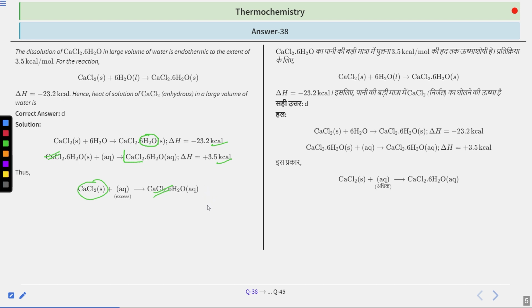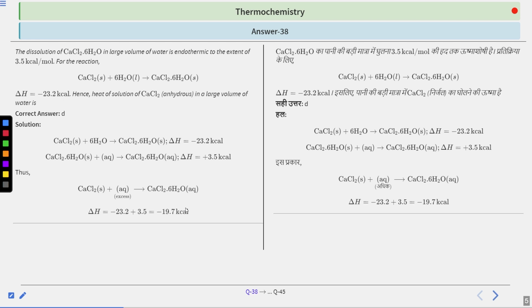So you will simply use Hess's law: either you can move from one step to the second step, or you can move directly from CaCl2 solid to the last one. Both will have the same enthalpy of reaction. Keeping that in mind, we perform the simple arithmetic calculation: minus 23.2 kilocalorie plus 3.5 kilocalorie. That will give you minus 19.7 kilocalorie as the correct answer.